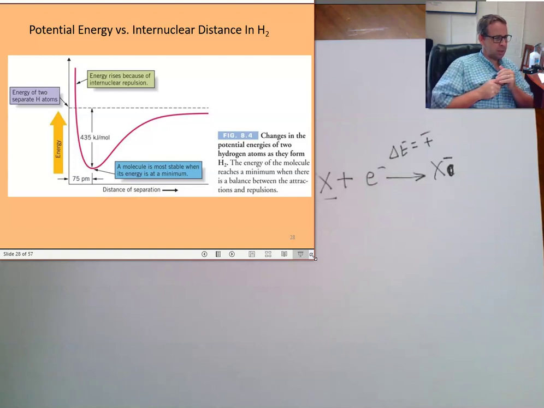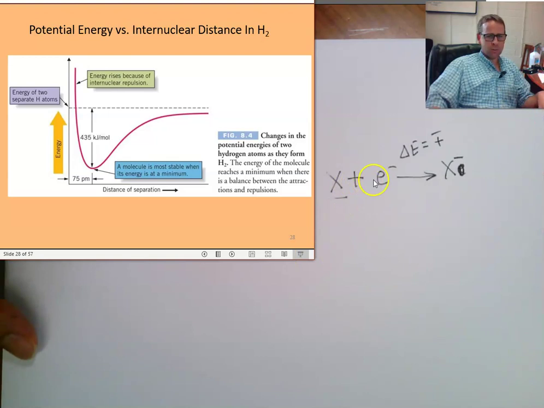Whose turn is it? Landon, is it your turn? What do you think? The change in energy for this process, positive, negative, or it depends on the element? Do you remember?